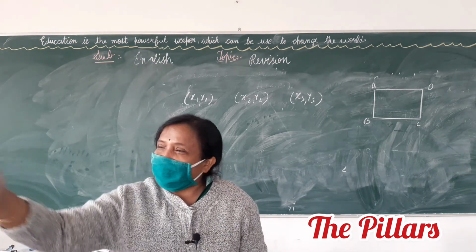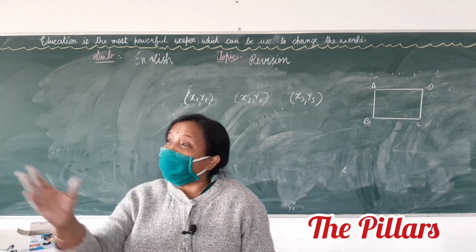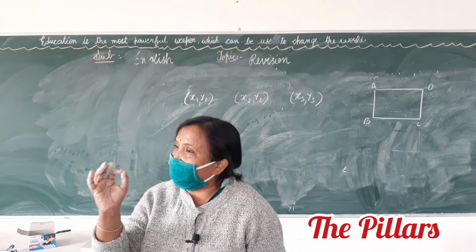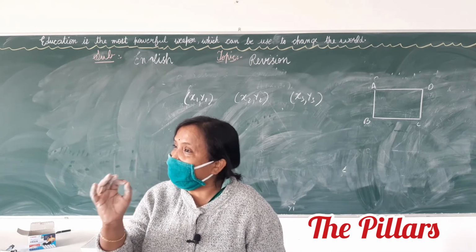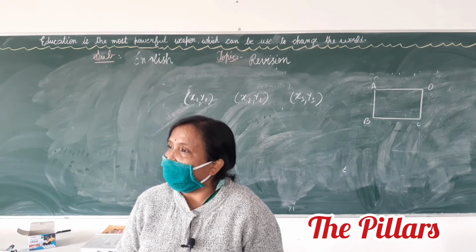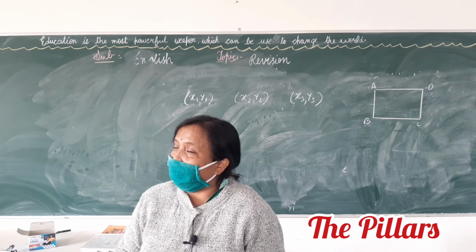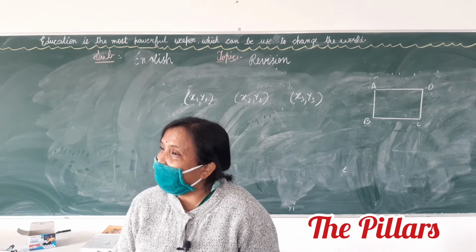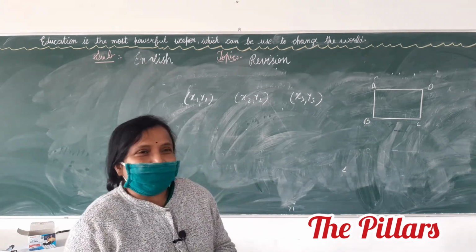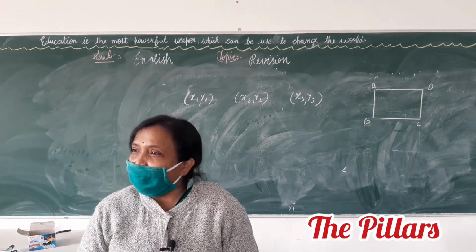Okay. Yes, tell me. Section formula. If a point divides the line segment joining 2 points in the ratio m is to n, what is the section formula? X will be mx2 plus nx1 upon m plus n. And y will be my2 plus ny1 upon m plus n. Please clap hands for her. Very good.